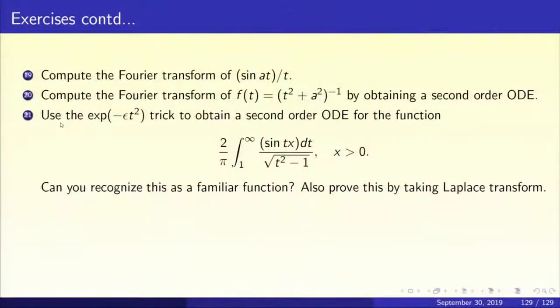You can try to use this e to the power minus epsilon t squared trick to compute the Fourier transform of sin at by t. You need to be careful. Compute the Fourier transform of f of t equal to 1 upon t squared plus a squared by obtaining a second order ODE for f. Use the exponential of minus epsilon t squared trick to obtain a second order ODE for the function 2 upon pi times the integral from 1 to infinity of sin tx dt upon root of t squared minus 1. You will recognize the Bessel function coming out as a result.